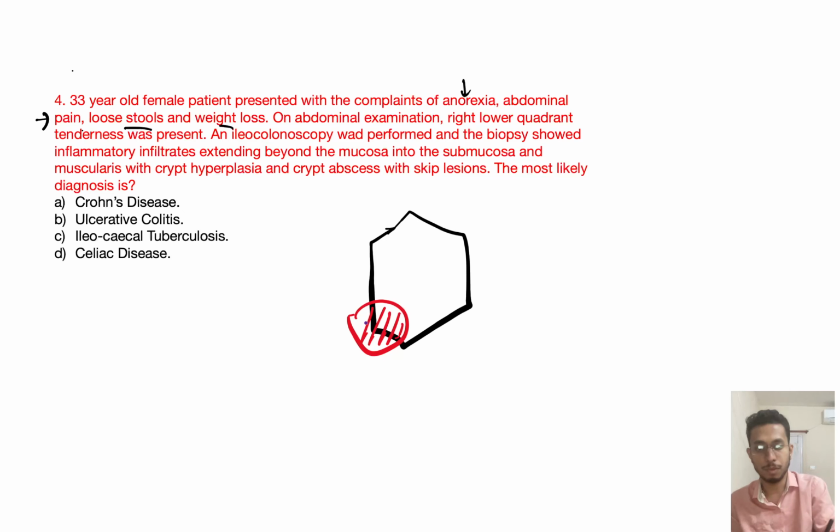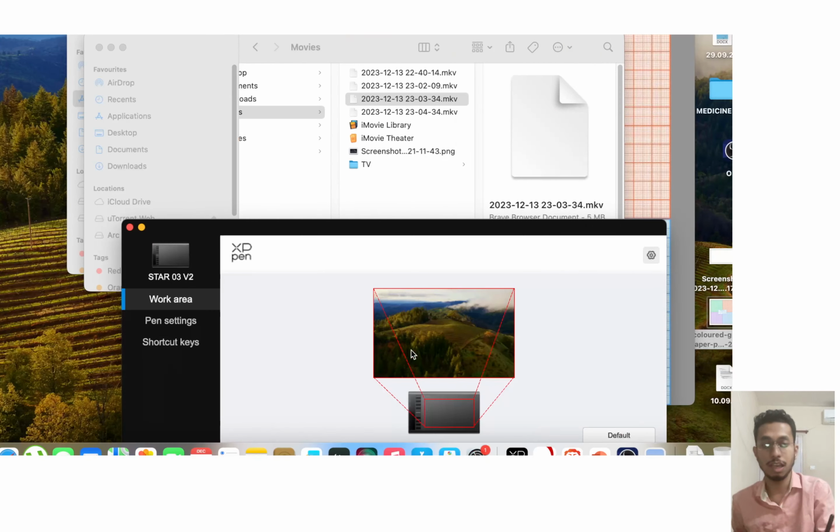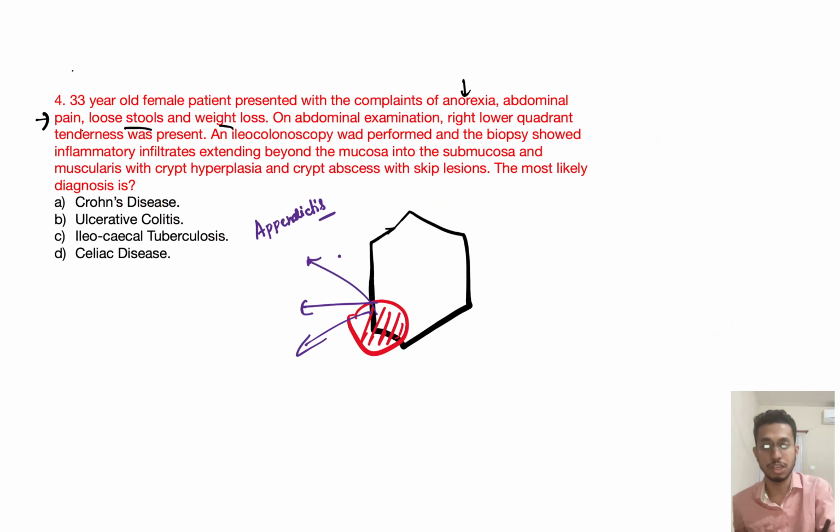So what are the things that can be thought of immediately if we think of right lower quadrant pain? The thing that should immediately come to your mind is, one, whether it is appendicitis or not, and other ileocecal region conditions. What are the other ileocecal region conditions you need to think about? Other ileocecal conditions can be ileocecal TB, tuberculosis, as well as Crohn's disease. These are the usual pathologies that should come to your mind.